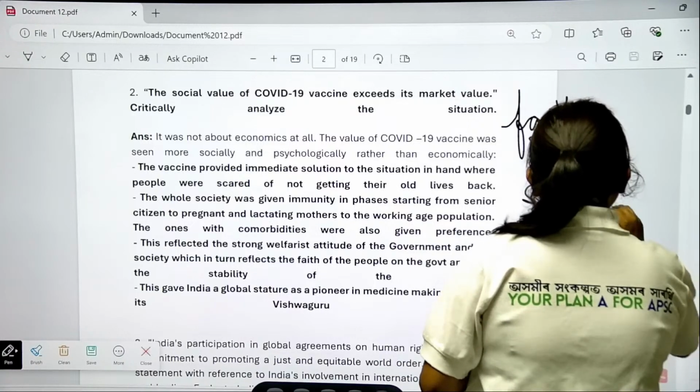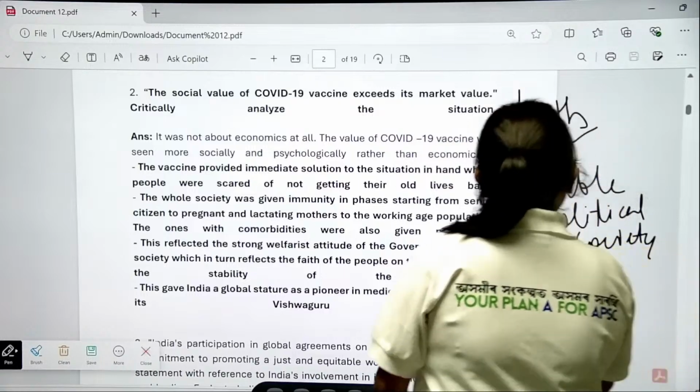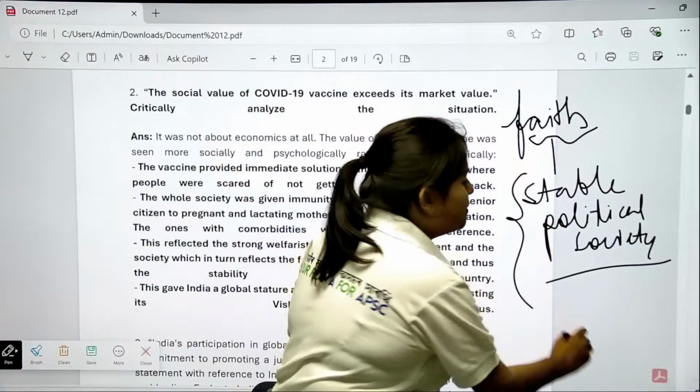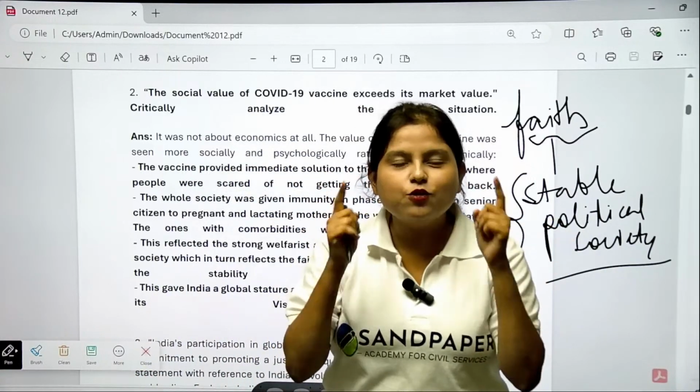Stable political society. We were in COVID-19 vaccine, but we reached where? We reached a stable political society. This is the power of analysis. This is how you are going to analyze.